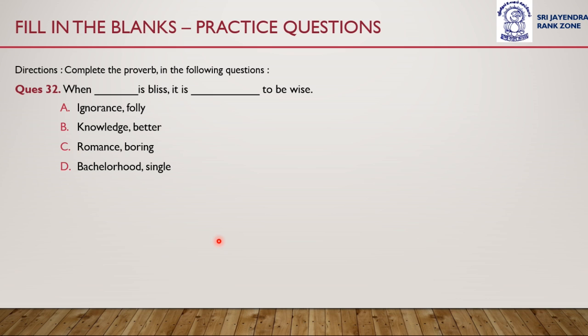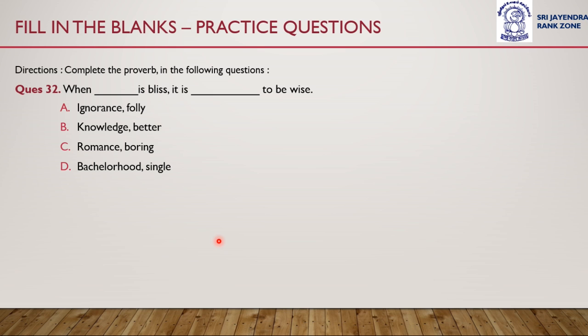The question is: when dash is bliss, it is dash to be wise. We need to complete this proverb. Which option fits most correctly? Option A, ignorance, folly. Option B, knowledge and better. Option C, romance and boring. And option D, bachelorhood and single.